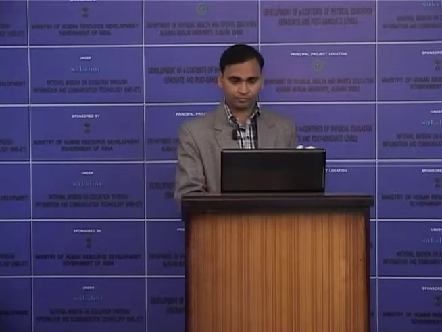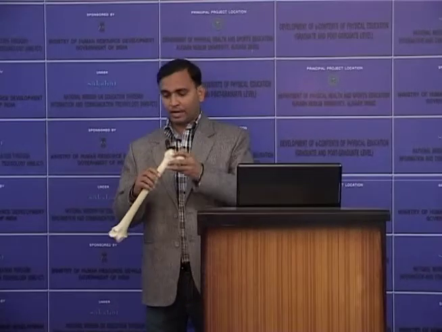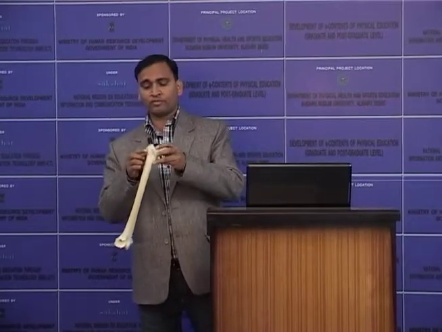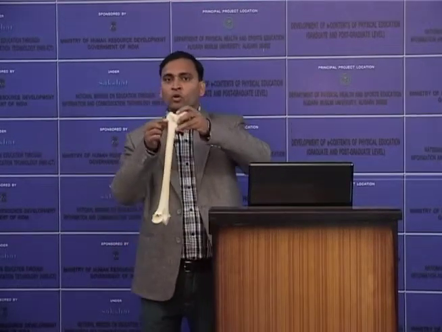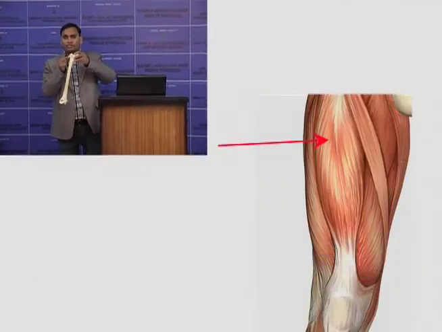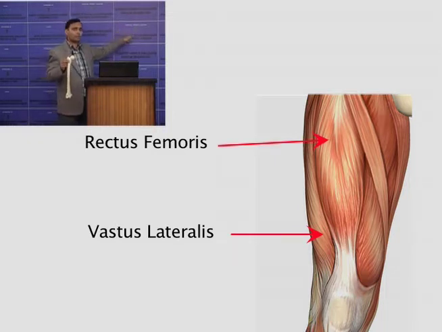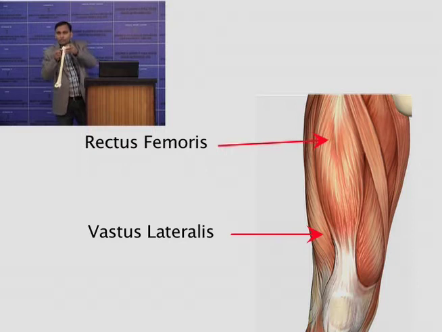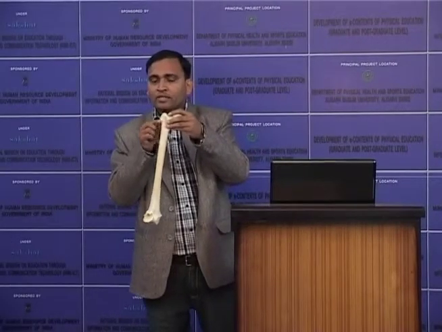This is the femur. This is the femur bone, and when you see the femur, this is the greater trochanter. Vastus lateralis originates from the lateral side of the greater trochanter. Even you can see in the diagram of the PPT, vastus lateralis is originated from the lateral side of the greater trochanter of the femur bone.